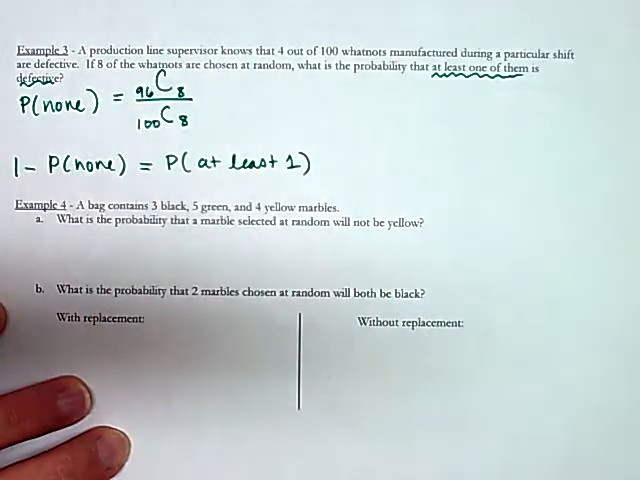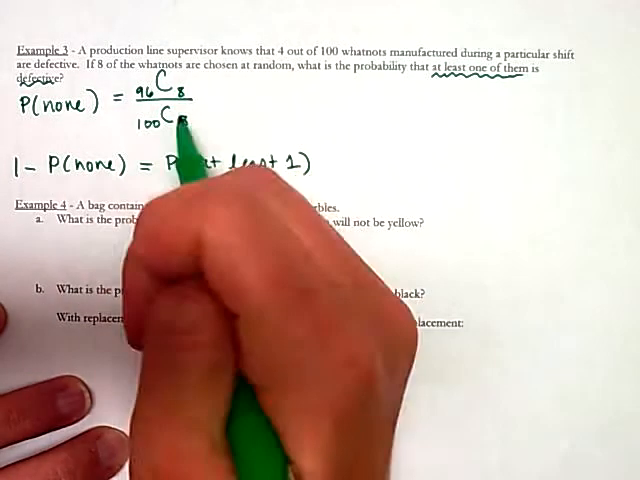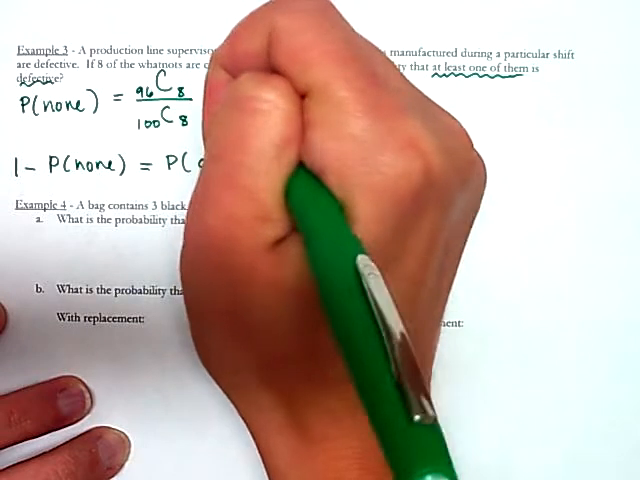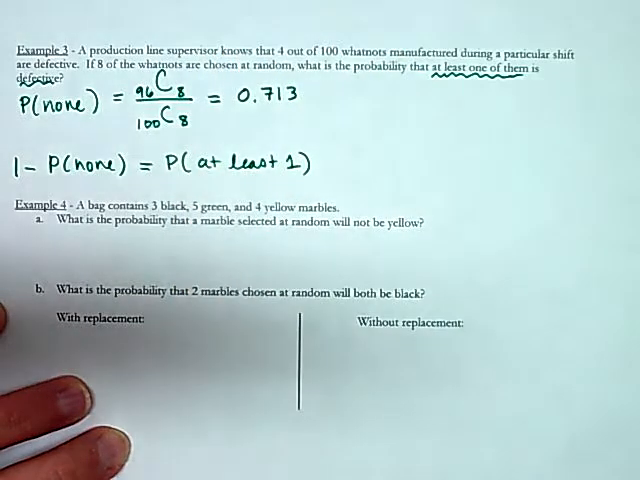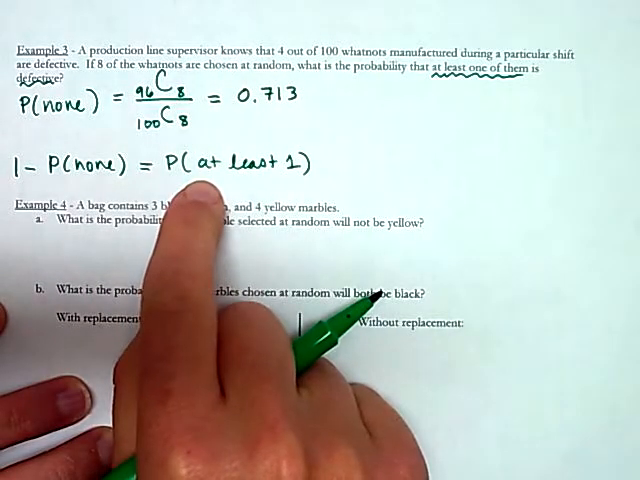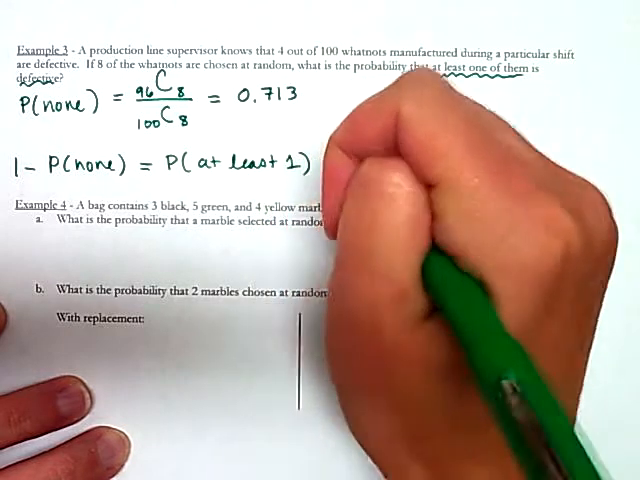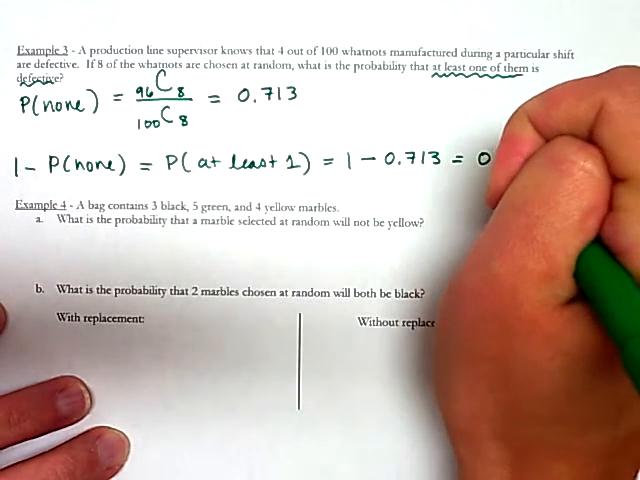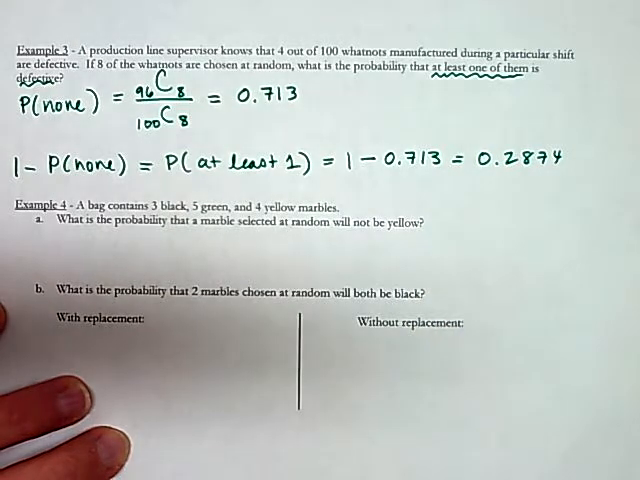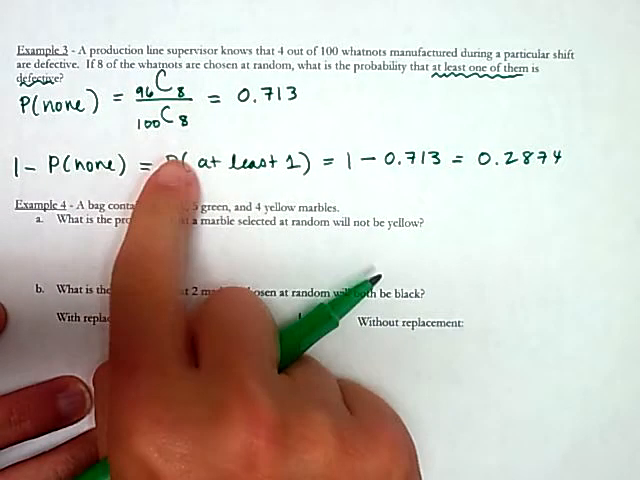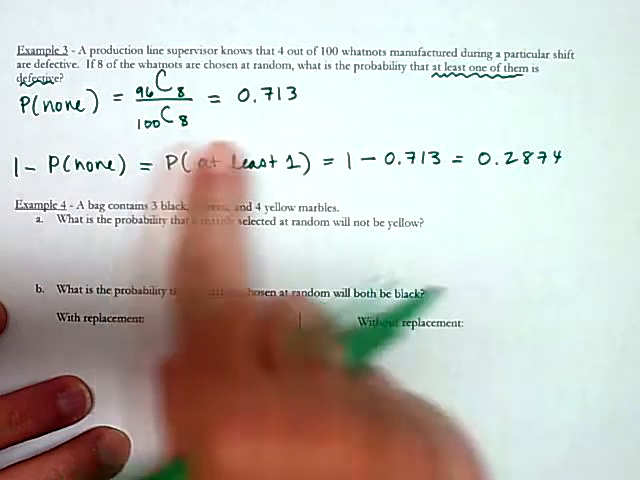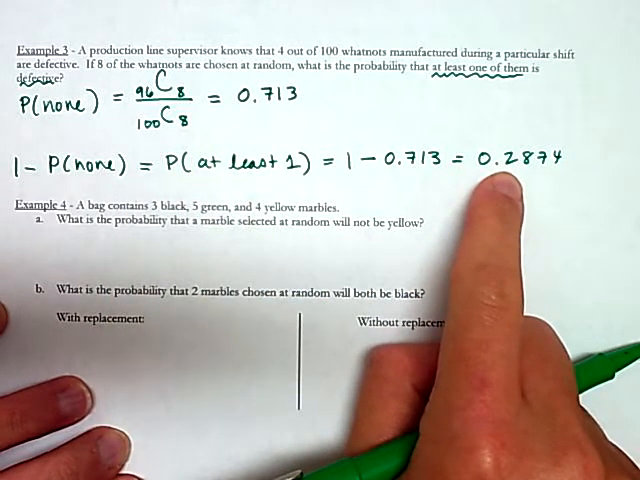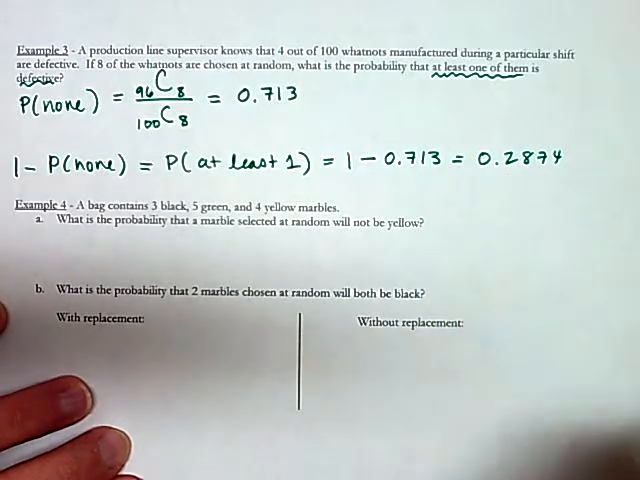100C8. Okay, so I could plug this into my calculator and get a value. And in fact, I did, and I got 0.713. So then the probability here should be exactly 1 minus 0.713, which is 0.2874. And in this case, it makes more sense for me to do out these combinations using my calculator, because I'd rather have a decimal answer as my probability, or a fraction, so that I have some idea of the meaning of my answer.